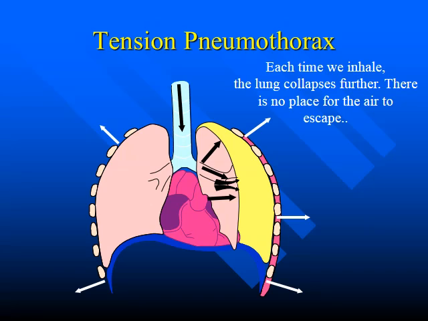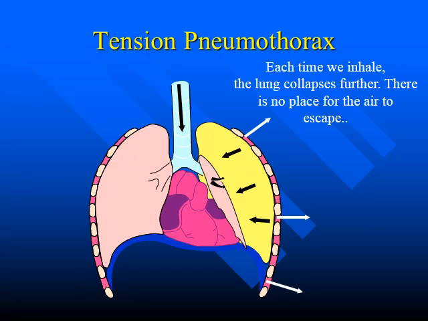In this type of pneumothorax, that air is trapped. So the air is getting into the pleural space, but there's no free flow in and out. There's no place for that air to escape. This picture just shows you how the pleural space is getting more and more air in it. The lung is collapsing more and more, and there's no air that's able to get out of that space.